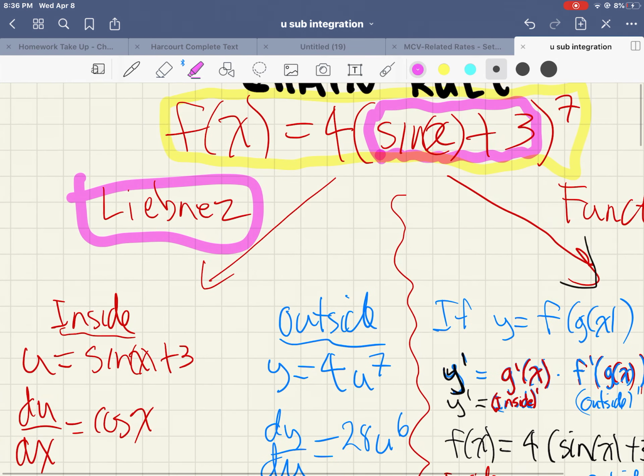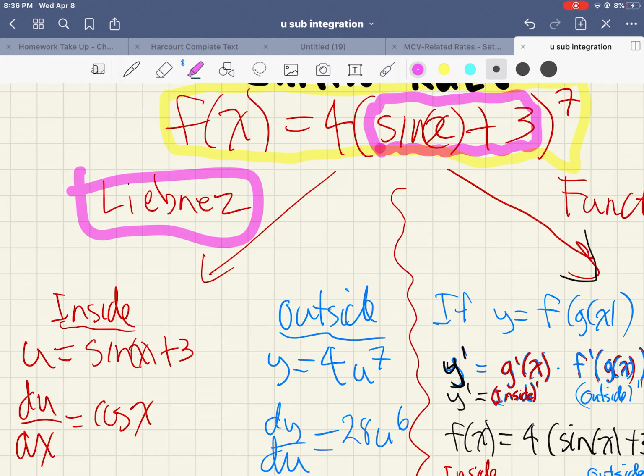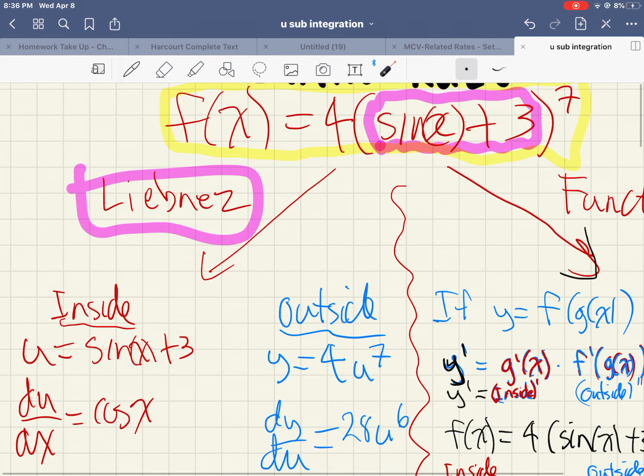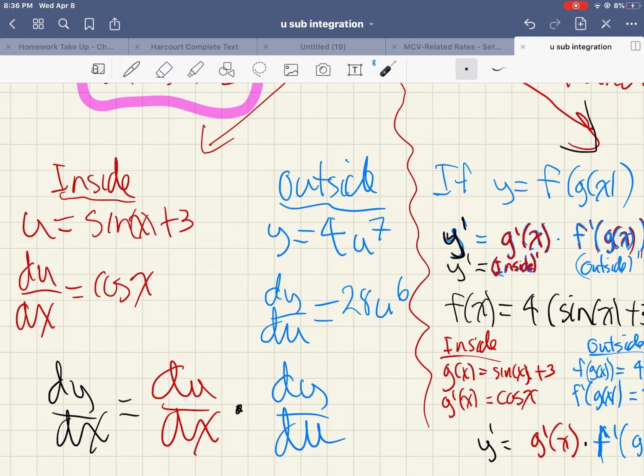So in the Leibniz form, our inside function is what we're going to call u. And so u is sine x plus 3. And then we would do the derivative of that, du by dx. I can use any letters I want, but I'm going to start using u for the inside function if I haven't already with your class. So the inside function is u, and then du by dx is the derivative of sine x, which is cos x, and the derivative of 3 is 0.